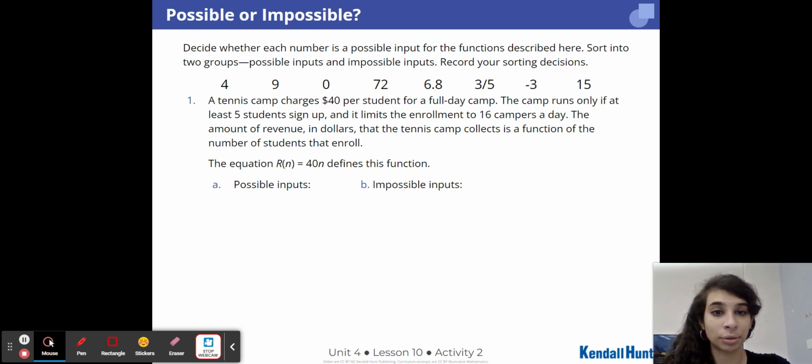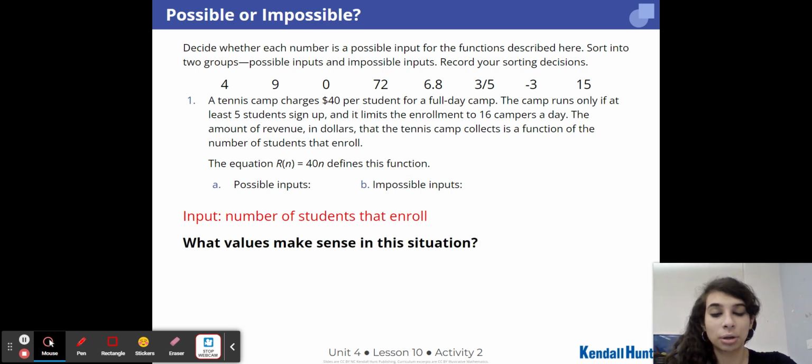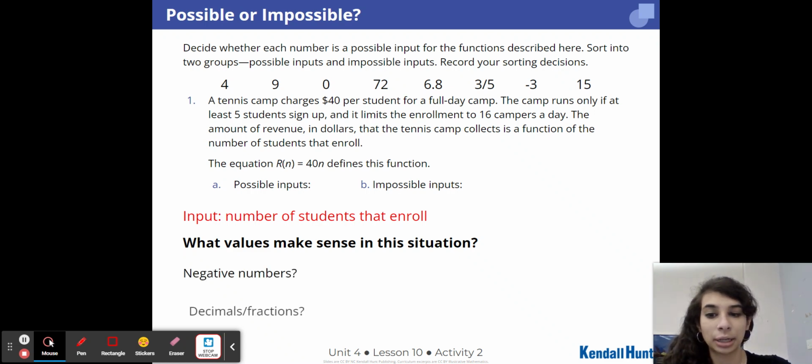My n is my input. My input is a number of campers. My number of students that enroll. And so the question you want to be asking is, what values make sense in this situation? Can I have a negative number of students that enroll? Can I have a decimal or fractional number of students that enroll? Are there any other limitations that I see here? So those are the questions you want to be asking yourself.